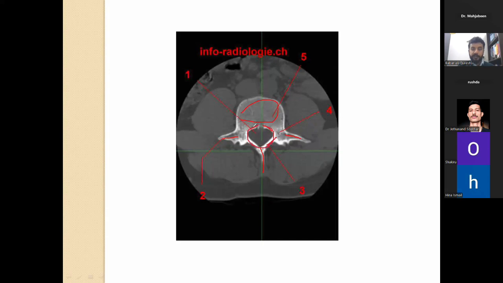If there is any pathology, suppose a fractured part or any bony tumor that is compromising the canal, that is going to eventually cause compression over the cord. So looking at the normal canal and the normal structures, the bony continuity, is very important in the axial as well as the coronal and sagittal cuts.